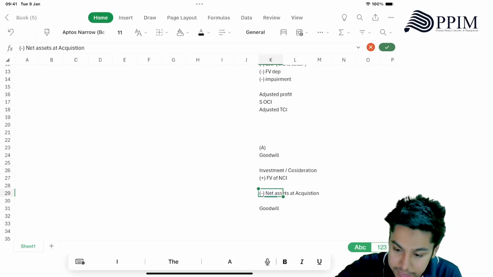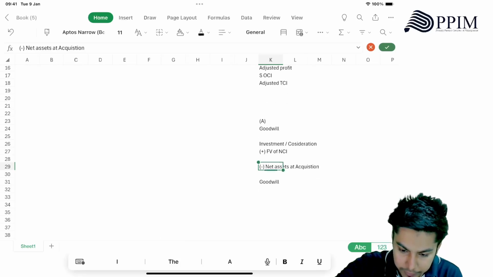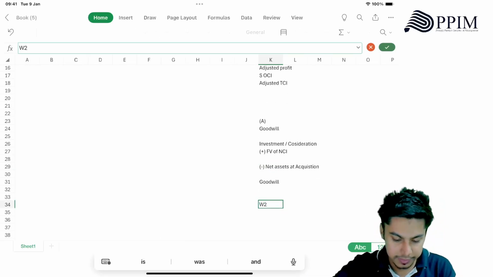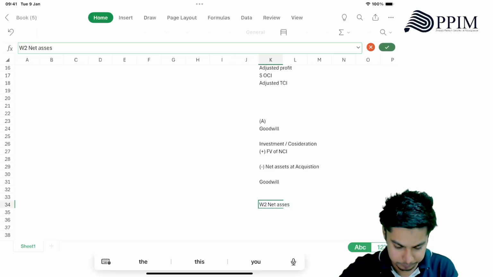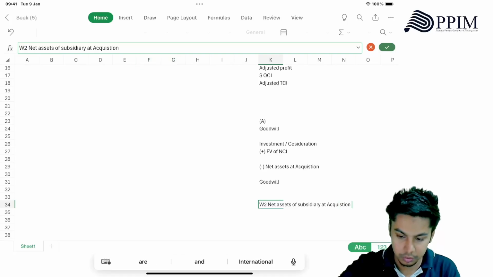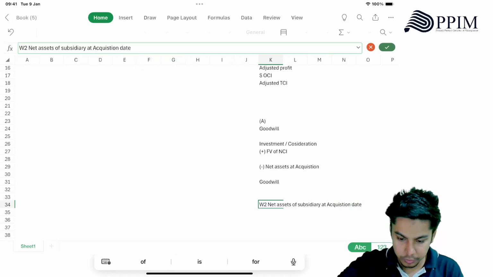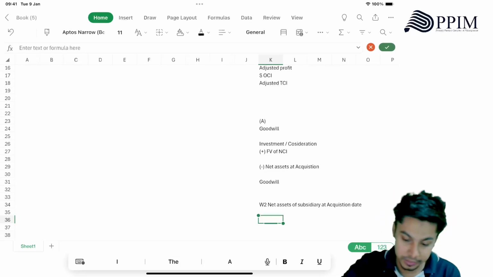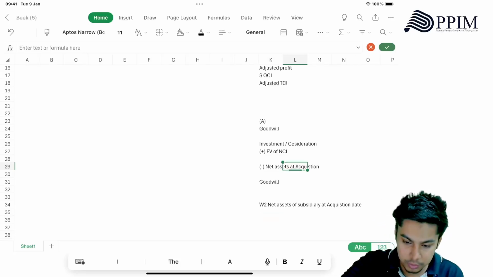Now, guys, on this side, or maybe below even, no problem. Can you guys mark it over here? Working number 2, the net assets of subsidiary, at acquisition date. So guys, you mark that and keep, net assets of subsidiary at the acquisition date, because we have to get this answer, to be very honest.